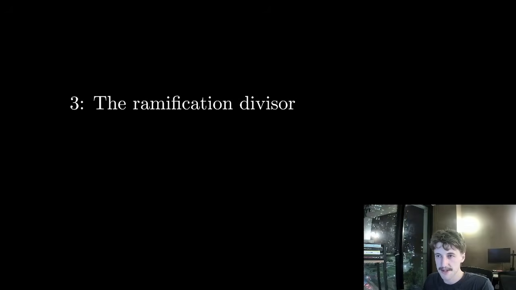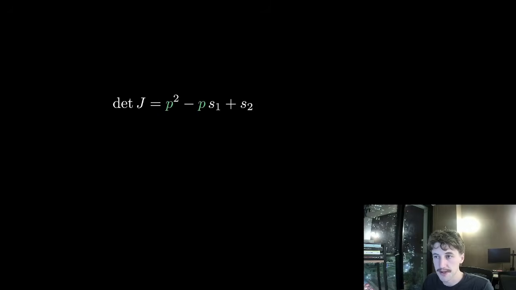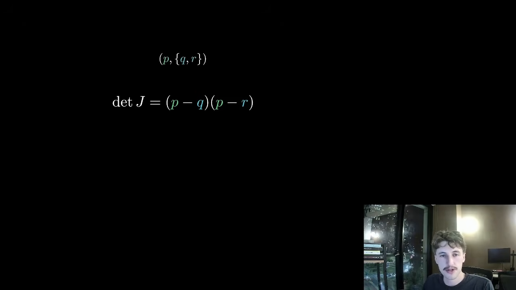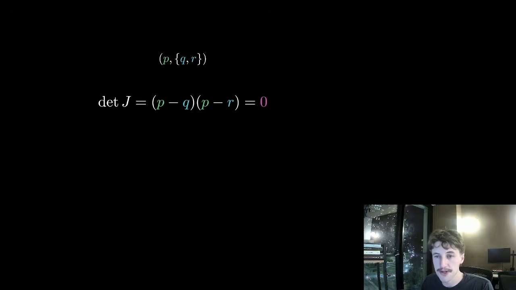So next up, let's get into the ramification divisor. We previously derived the formula for the determinant, which is P squared minus PS1 plus S2. This is expressed in terms of the coordinates from the source space. But if we factorize this and express it in terms of the bags from the source space, we get this. The determinant is P minus Q multiplied by P minus R, where P is the marked point and Q and R are the grouped points. If we set this equation equal to 0, this tells us where this transformation has a determinant of 0. This happens whenever the marked point is equal to Q or R, any of the points in the group.